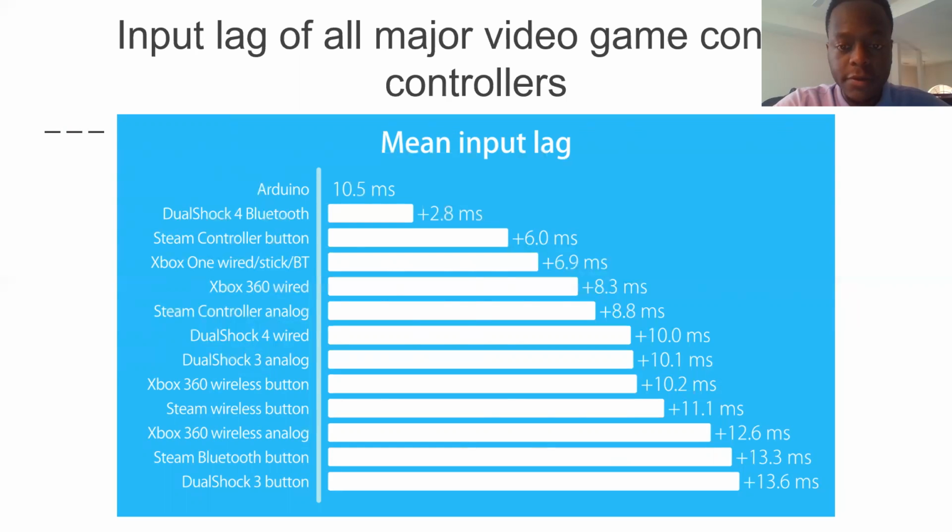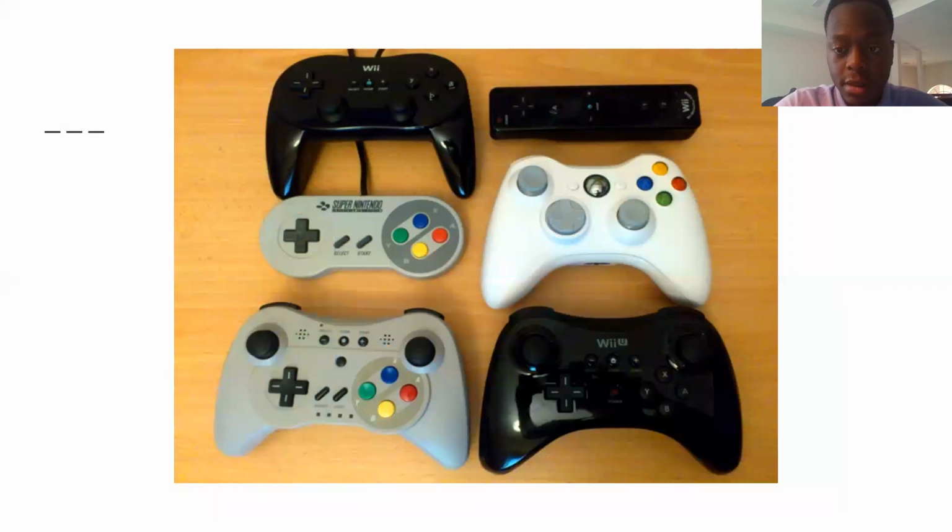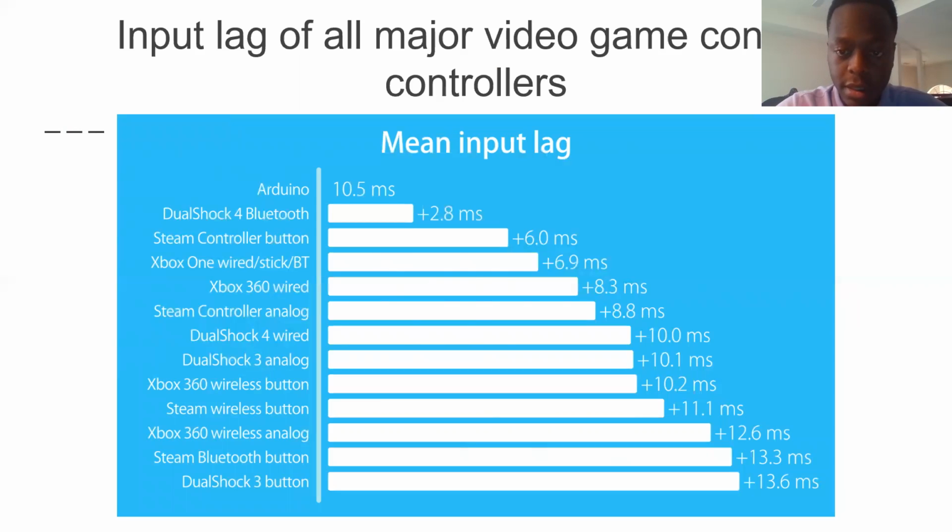But this is a very average, general chart. The purpose of it is just to show that this is a whole other aspect in determining and analyzing the input lag when it comes to playing video games on TV. Most people don't think about the stock controller that comes with the console.